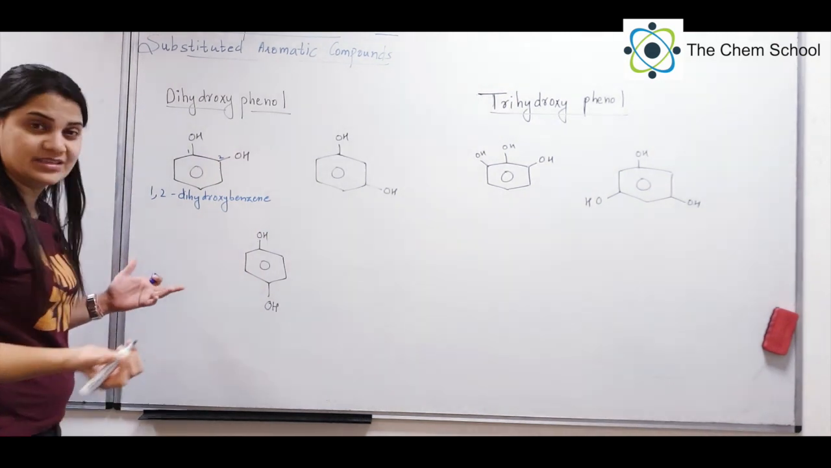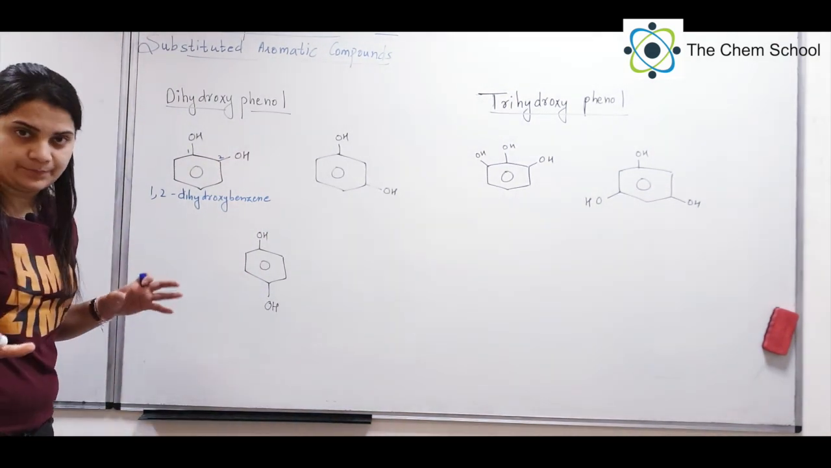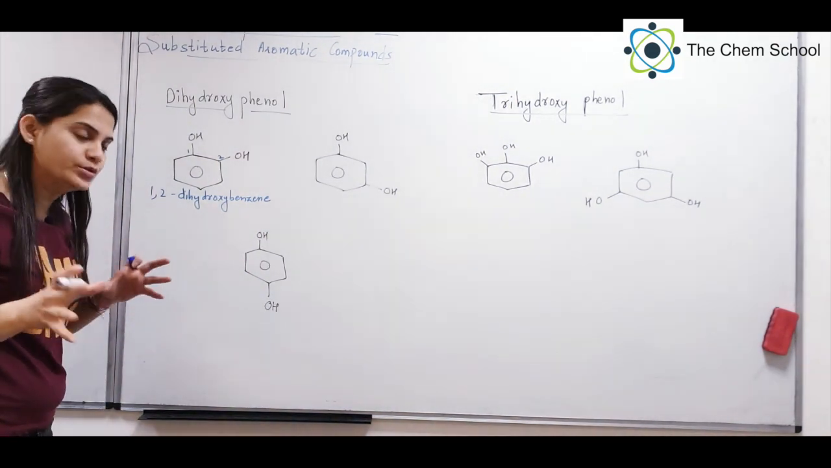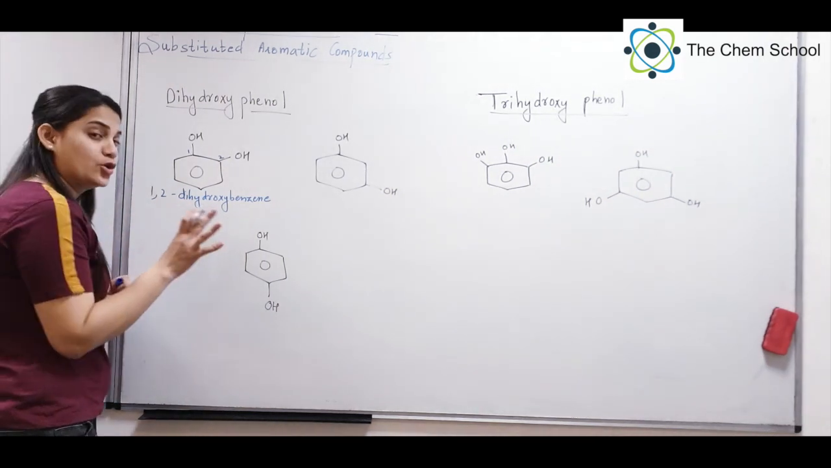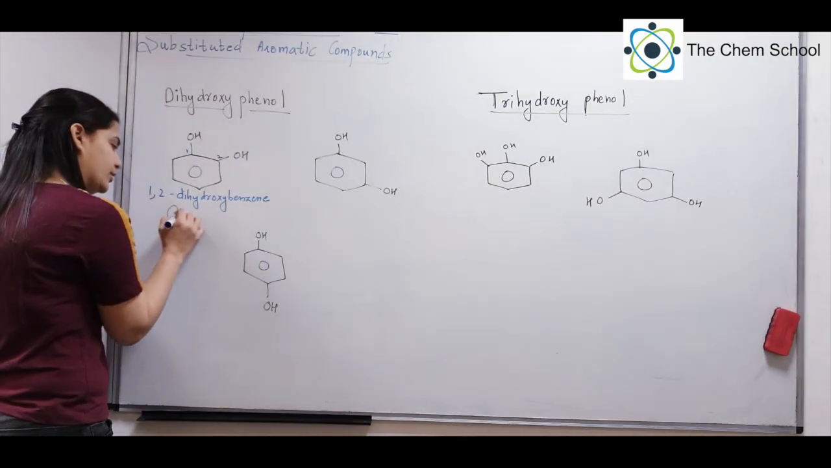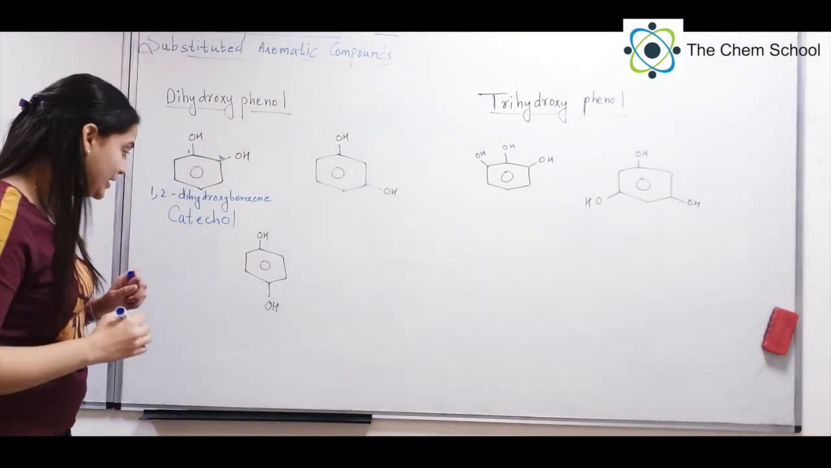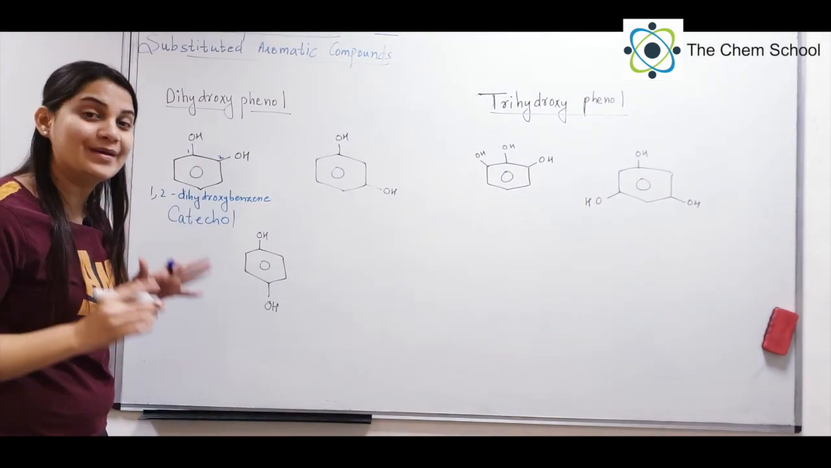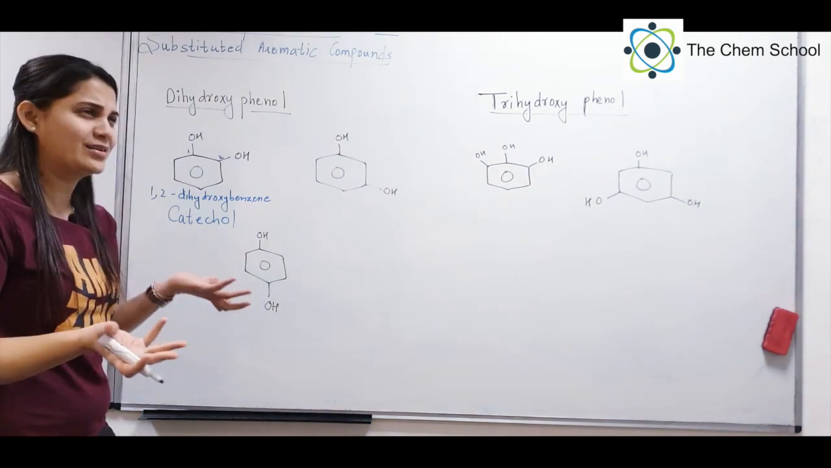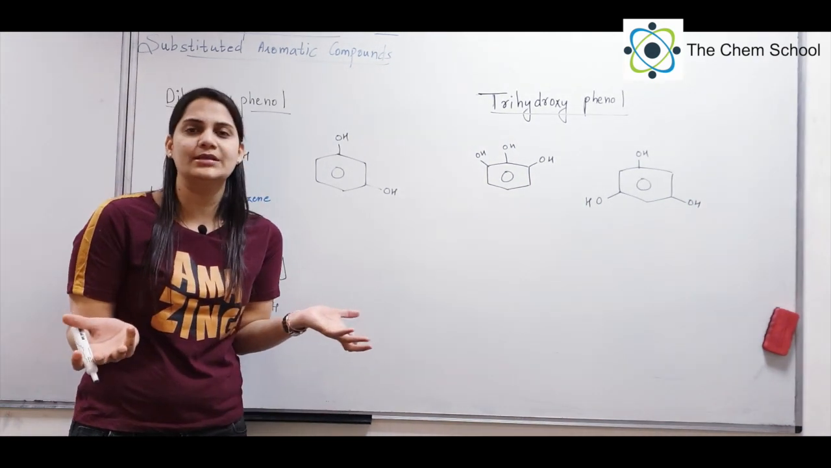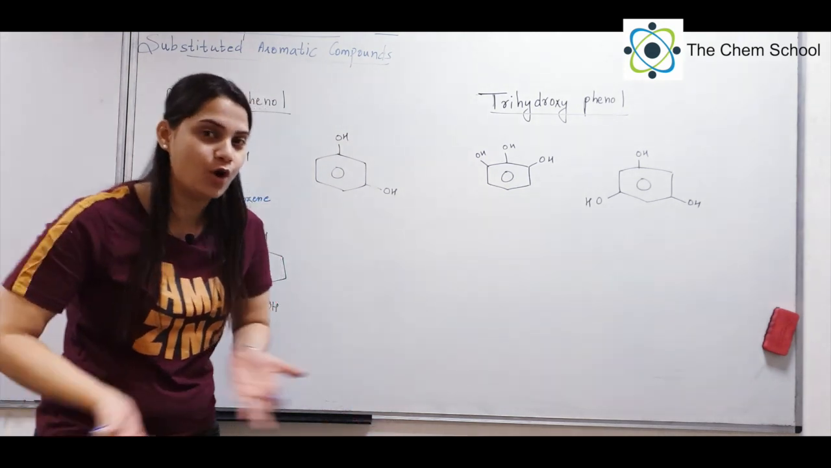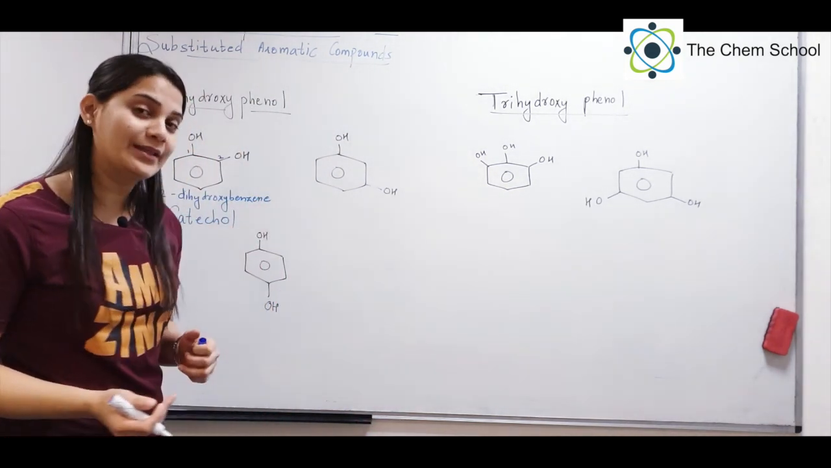which is very simple, right? But it has a different name, right? So let's talk about those names. So 1,2-dihydroxybenzene is called catechol. Sounds funny, isn't it? But still, you have to memorize this. So 1,2-dihydroxybenzene is called catechol. A few people also call it by another name. So you can call it whatever you wish. Have a look at the next one.